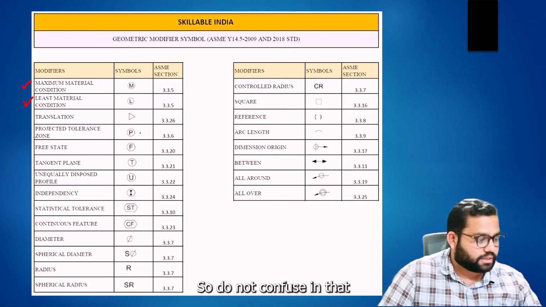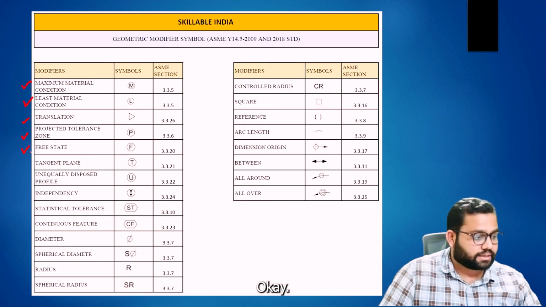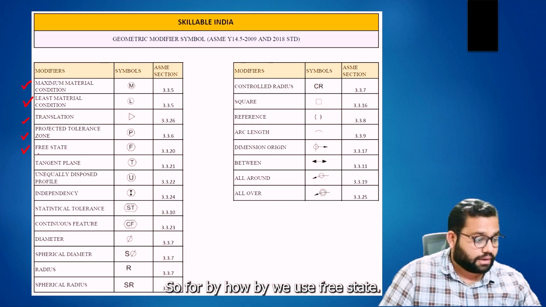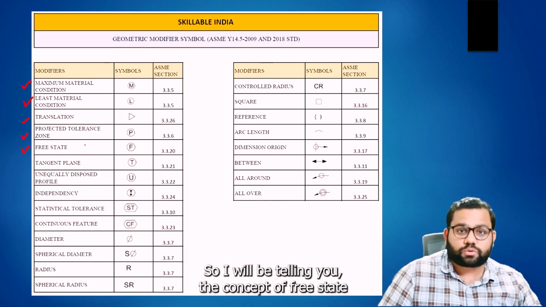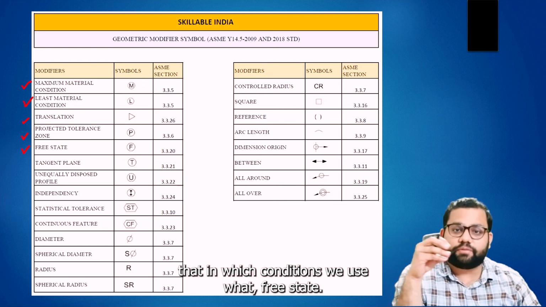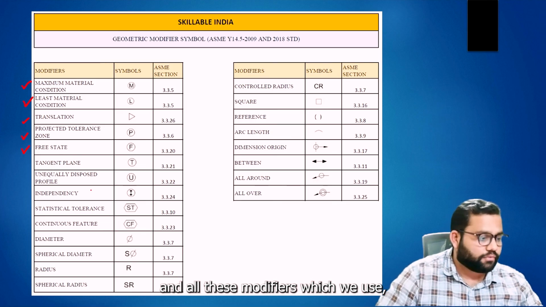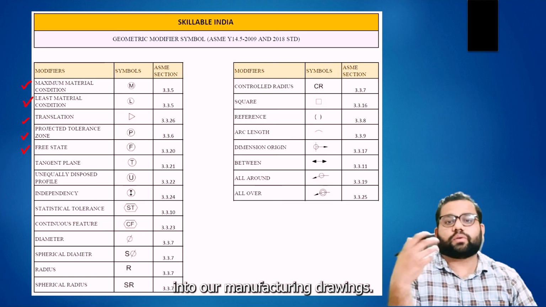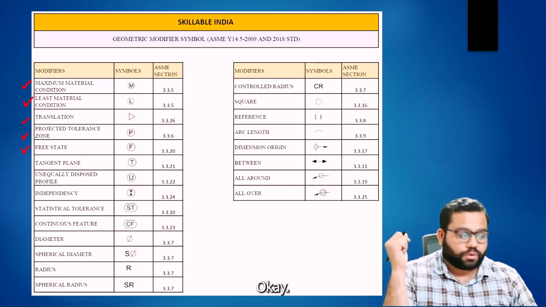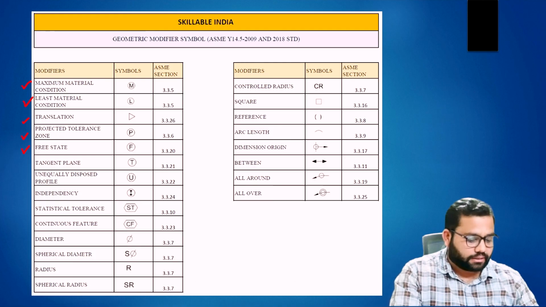So do not get confused by that. This is translational, projected tolerance zone, free state. I will tell you the concept of free state, and in which conditions we use it. Then there are tangent plane, unequally disposed profile, independency, and all these modifiers which we use in our manufacturing drawings. These are very, very important ones which we are discussing here.